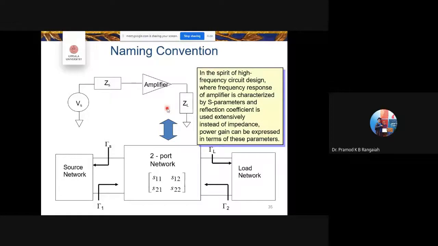So based on your topology, it will be converting to a two-port network, and you will be having a source impedance and load impedance. For that, we require matching, and we will be looking at the reflection coefficient from the source end and towards the input end, and also from the load end and the output end.